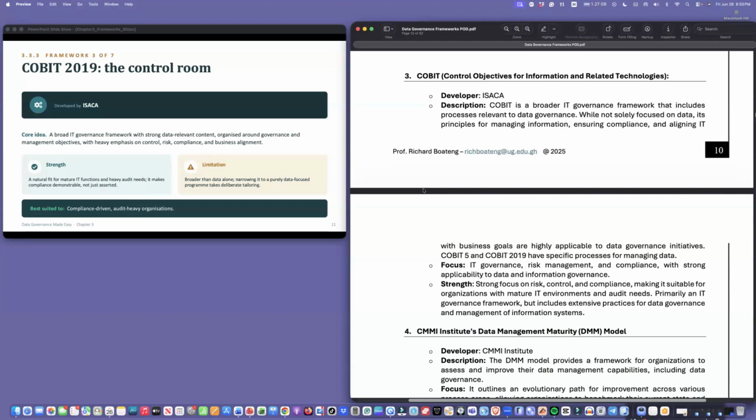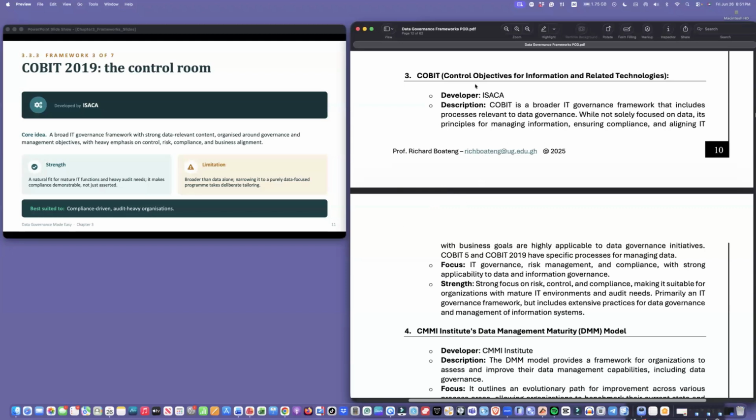Now, COBIT is developed by ISACA. ISACA is an acronym for an organization. You can Google it and know it. COBIT is a broader governance framework that includes processes relevant to data governance. While not solely focused on data, its principles for managing information, ensuring compliance, and aligning business goals are highly applicable to data governance initiatives. And COBIT 5 and COBIT 2019 have specific processes for managing data.